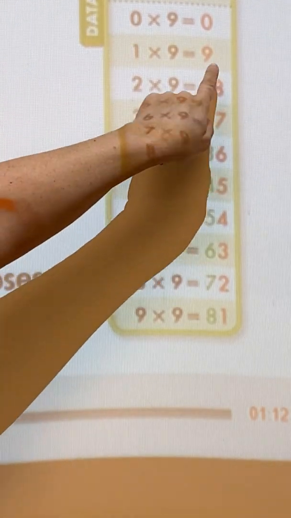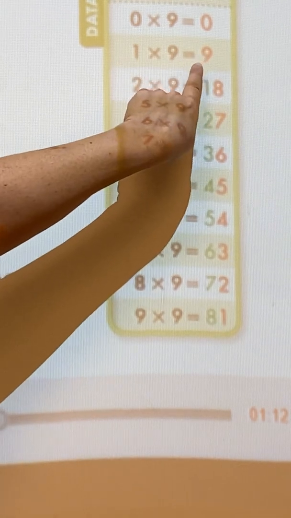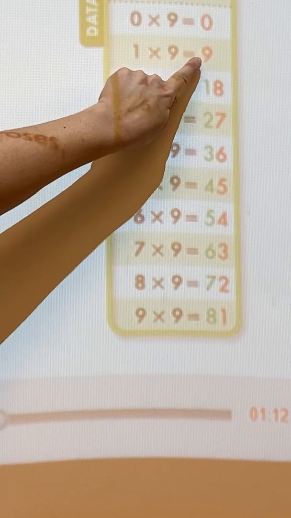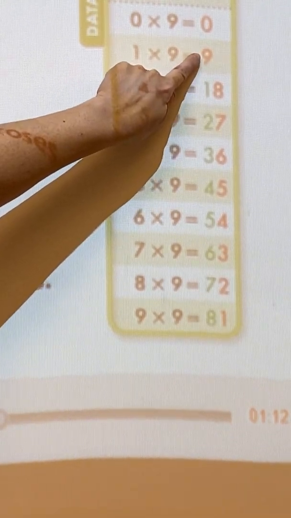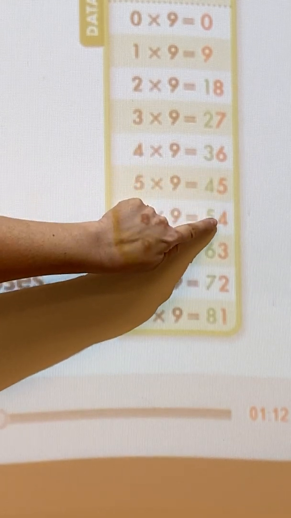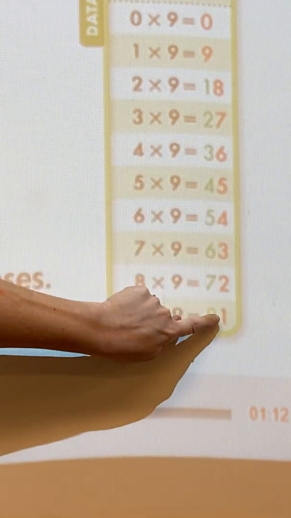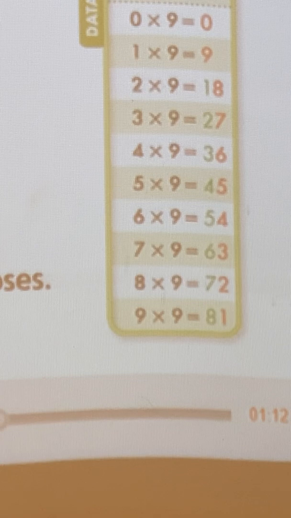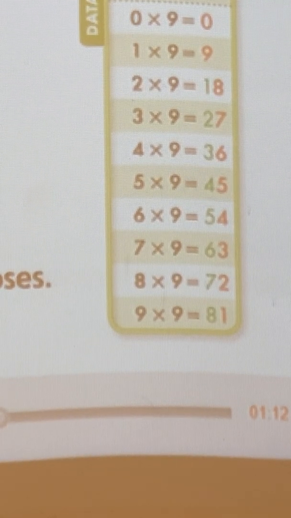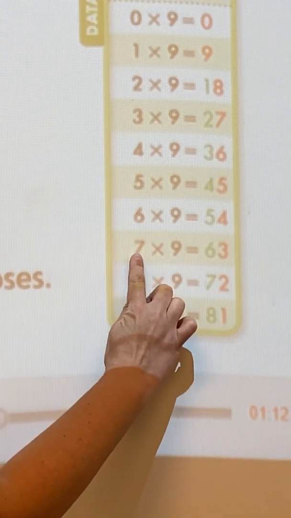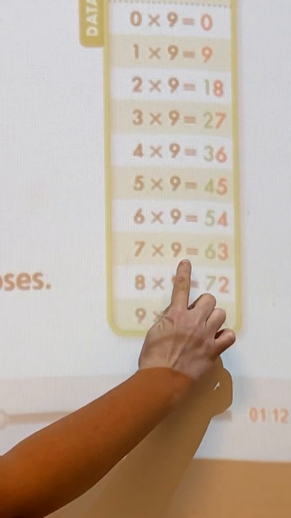And then notice in the ones place. So 9 is in the ones place all by itself. But watch what happens in that ones place. 9, 8, 7, 6, 5, 4, 3, 2, 1. So the ones place goes down by 1 each time. The tens place goes up by 1 each time.